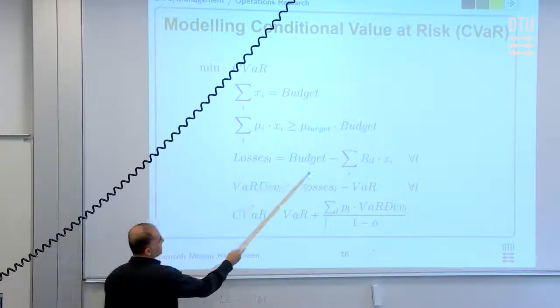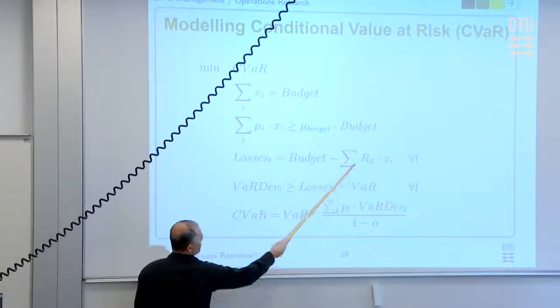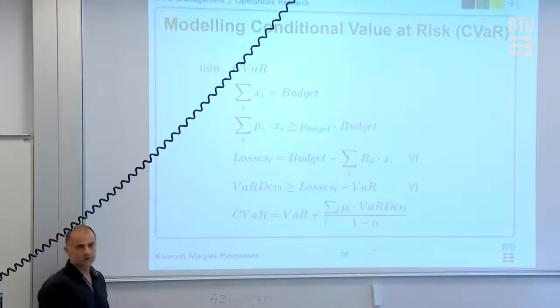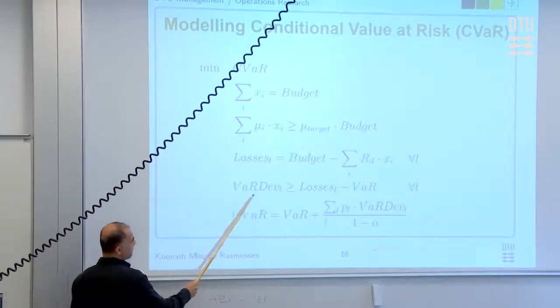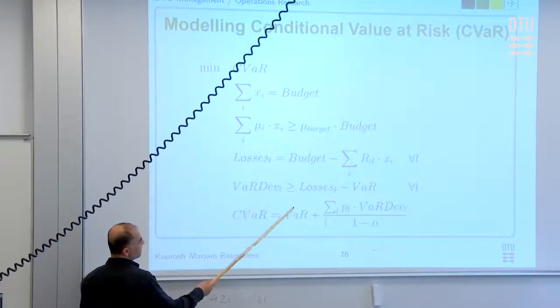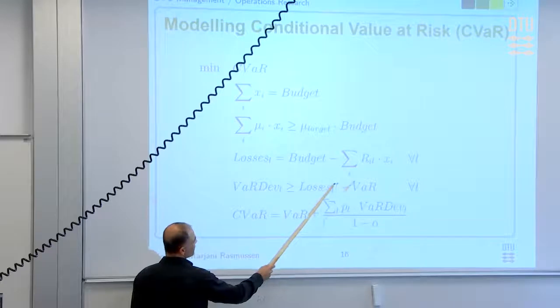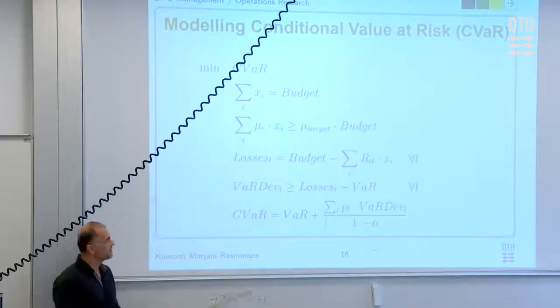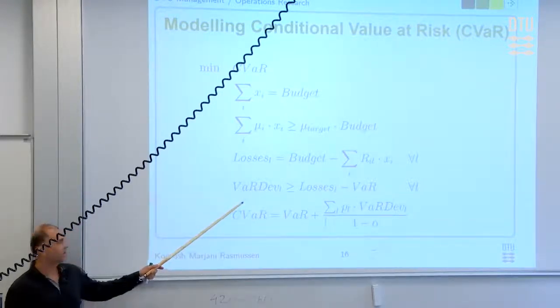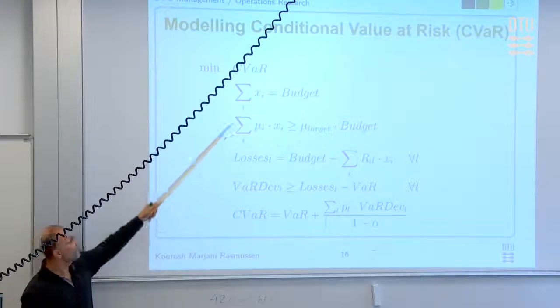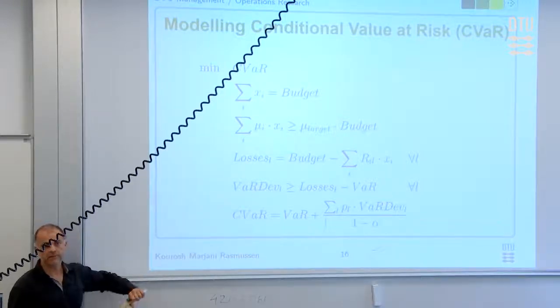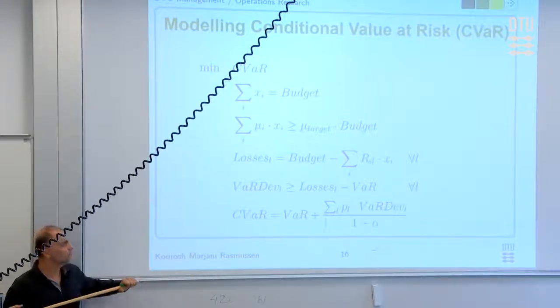So loss is how much we are below the budget we came up with in this case. Loss is just the opposite, the negative of returns. And then you have value at risk deviation. Again, we want to find out the scenarios for which the losses are in excess of value at risk, and we save them in this positive decision variable called VAR-DEV. So far, it's just a repetition of what we went through for the VAR model.